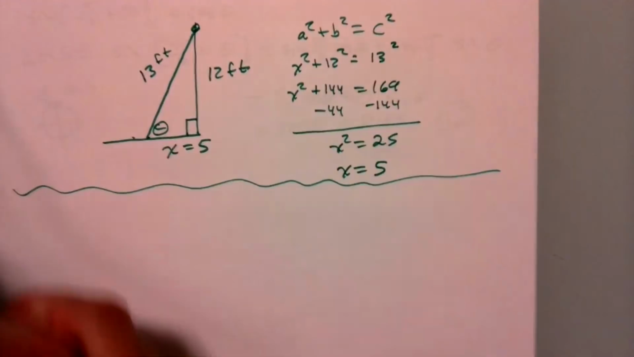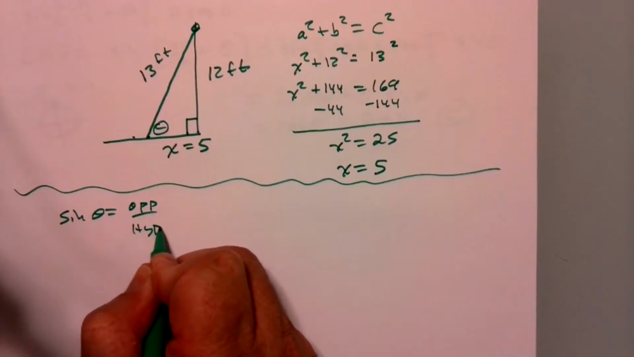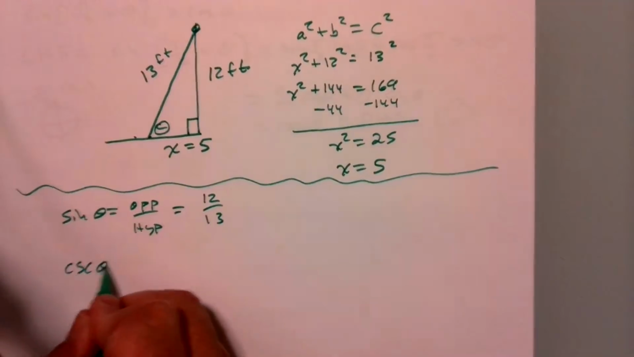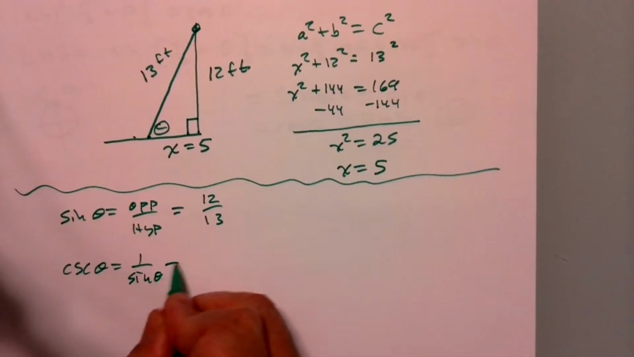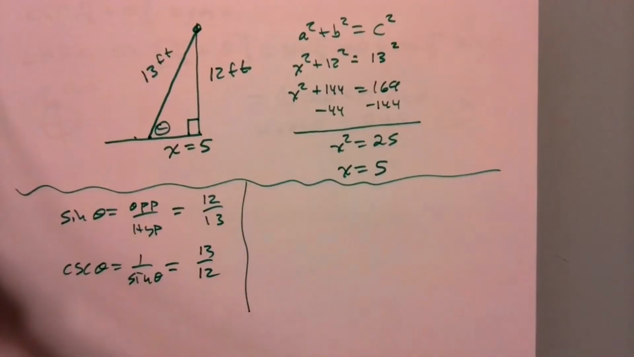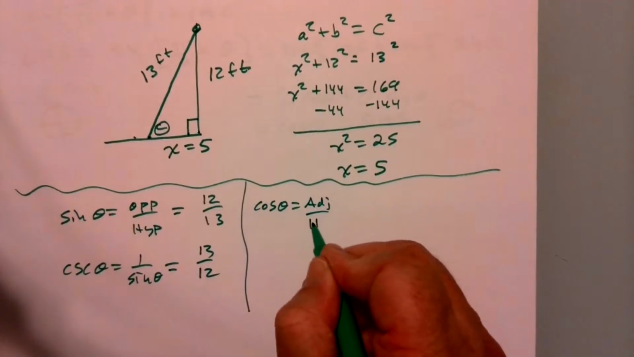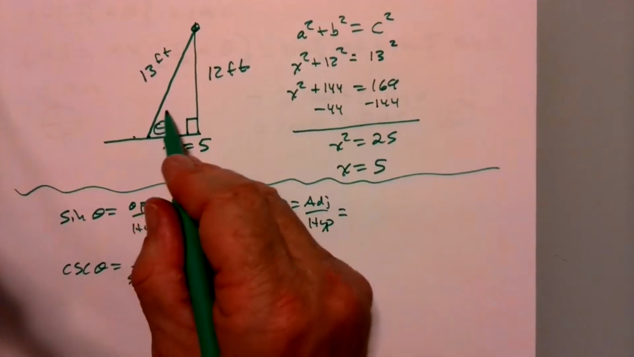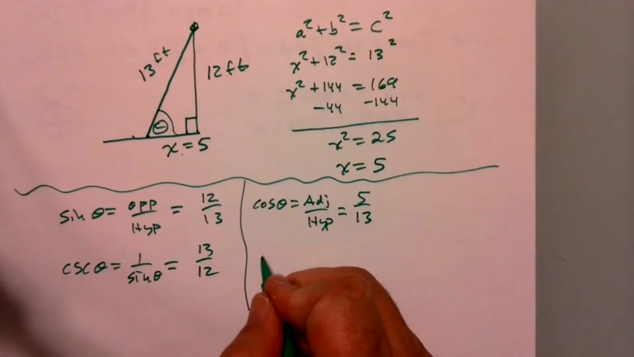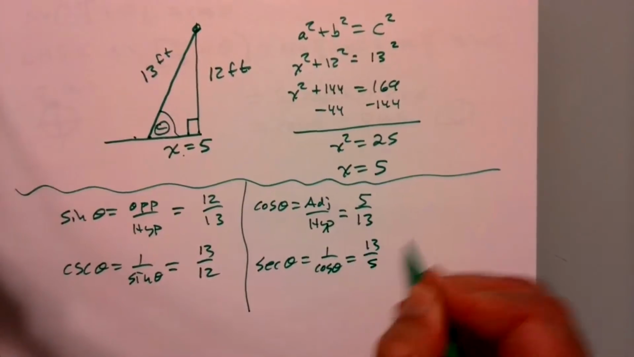Now we want all 6 trig functions. Well, what is the sine of theta? Sine is opposite over hypotenuse. Opposite 12 over hypotenuse 13. Cosecant is the reciprocal of sine. So cosecant is 1 over sine. If sine is 12/13, cosecant is 13/12. Next up, we'll go to cosine. Cosine theta is adjacent over hypotenuse, which is what? Here's theta. Adjacent is 5. Hypotenuse is 13. So we get 5 over 13. And secant theta is the reciprocal of cosine. So that would be 13/5.